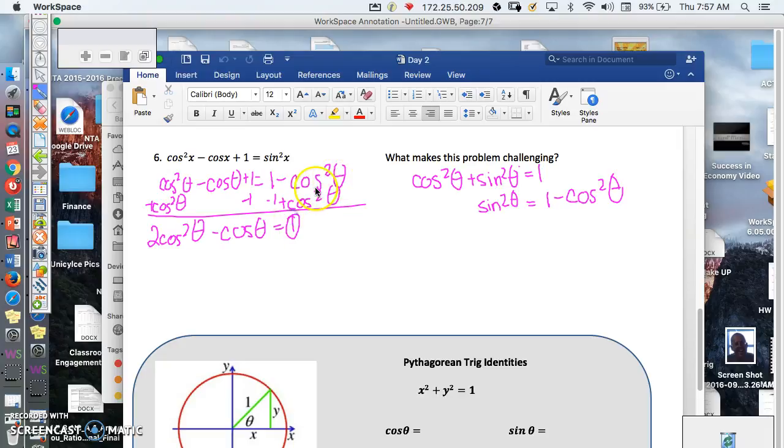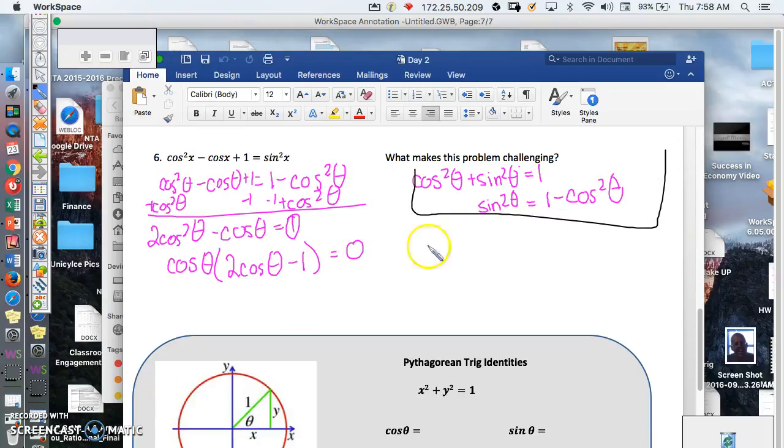And I could factor out a cosine. I am just messing this up left and right here. So factor out a cosine, so we'd have 2 cosine of theta minus 1. So for this one here, let's see, either the cosine of theta equals 0 or 2 cosine theta minus 1 equals 0. Well, add 1 here, divide by 2. So either the cosine of theta equals half.